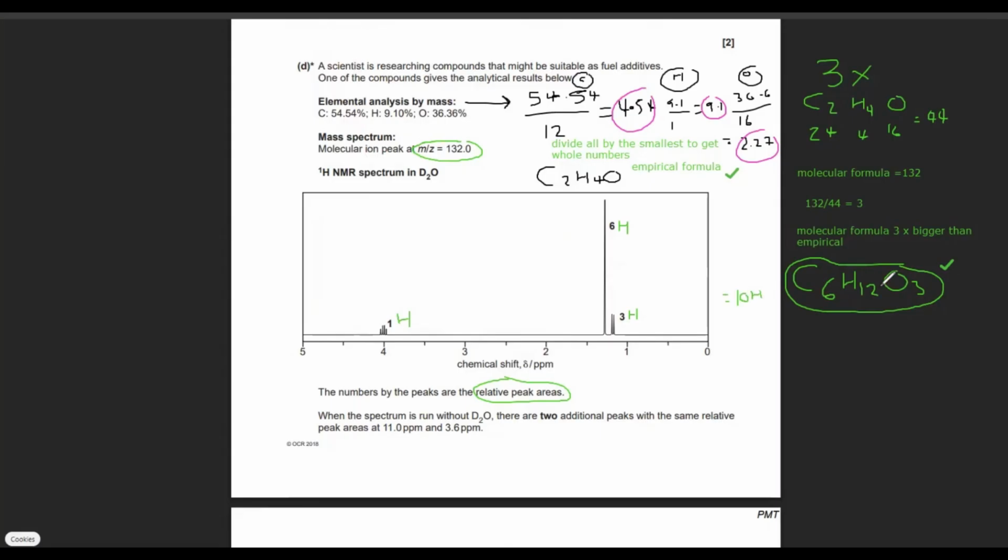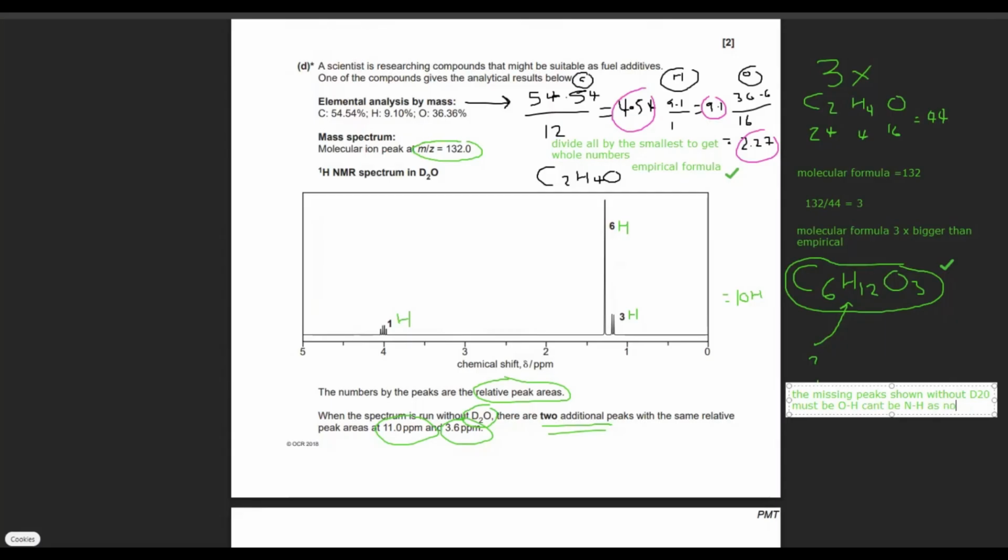These numbers represent the amount of hydrogen. Now, if you add them up, they only equal 10 hydrogens, but there's 12 in our molecular formula. Where are the 2 missing hydrogens? Well, they did it with D2O, and the OH peaks disappear when you do that. So there would be 2 additional peaks, which they tell us about down here. And those 2 additional peaks will be the 2 missing OH groups.